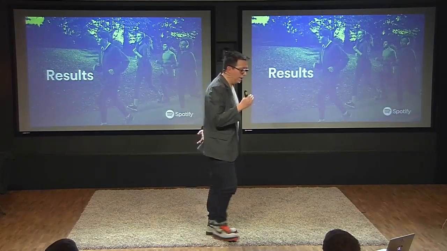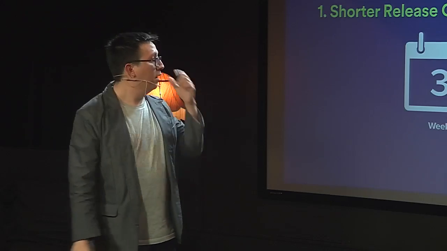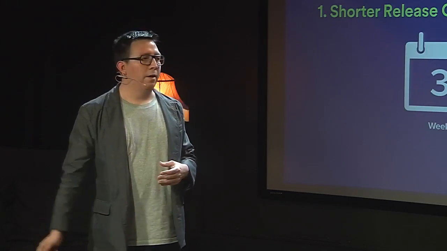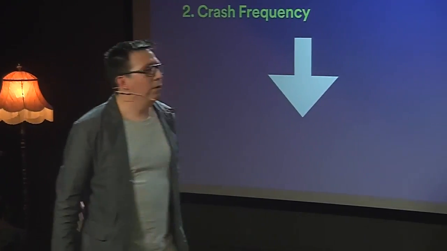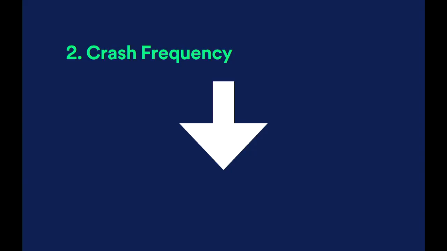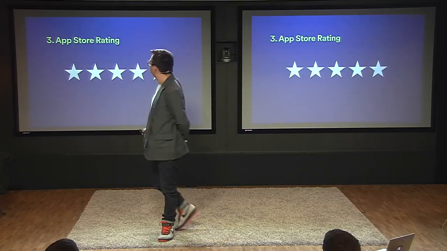And then, how do we measure that this is actually working? How do we measure that these practices are taking us in the right direction? Well, we have a shorter release cycle that changed from 3 weeks to 2 weeks. Also, the frequency of our crashes is so much lower than before we started to implement all these practices. And my favorite metric is this one. We shifted from 3 stars in the App Store to a 5 stars application, except in a few markets.